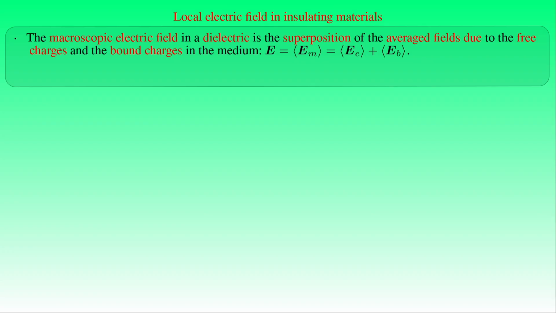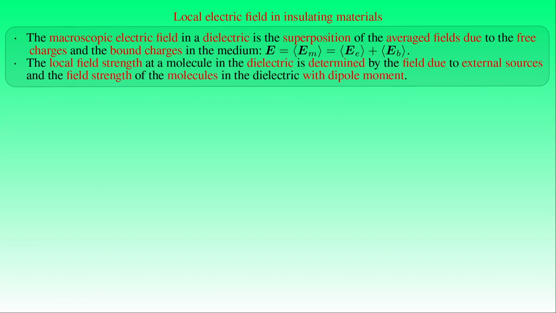However, if we want to determine the local electric field strength acting on an arbitrary molecule inside the dielectric, it is no longer enough to calculate the effect of these macroscopic fields on that molecule. In general, the local field strength at an arbitrary point in the dielectric, for example at the location of a molecule, is determined by the field E naught due to external sources and the field strength of the molecules in the dielectric with dipole moment.